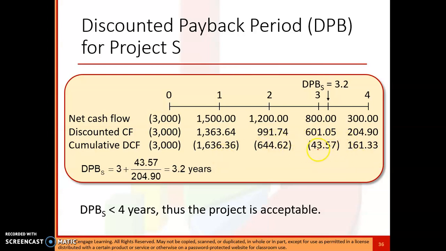So we add all those up, and it turns out that we recoup most of our money in the first 3 years. We have $43.57 to recoup in the last year. So that's $43.57 divided by the present value of the fourth year's cash flow. So that's 3 plus 43.57 divided by 204.90, which is 3.2 years. Again, this is a whole lot easier to do with a calculator since it does the calculations for you.